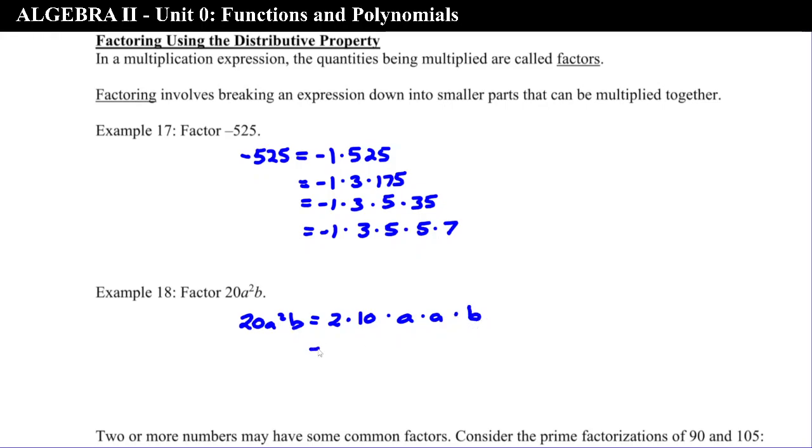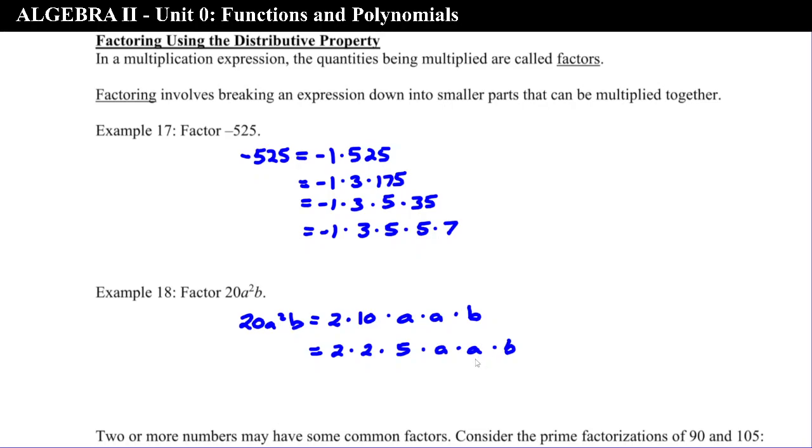Well, we can factor this down one more time because 10 can be broken down into 2 times 5. And then the a's are still broken down, and so is the b. So now we have factored 20a squared b into 2 times 2 times 5 times a times b.